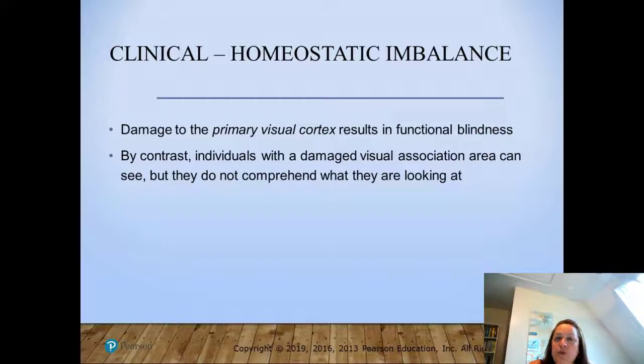Damage to the visual association area is different than damage to the primary visual cortex, right? If you're going to damage the primary cortex, you can't see. But if you damage the visual association area, you're not really sure what you're looking at. You're like, what is that? I don't know what that is. So those are two different regions of the brain.